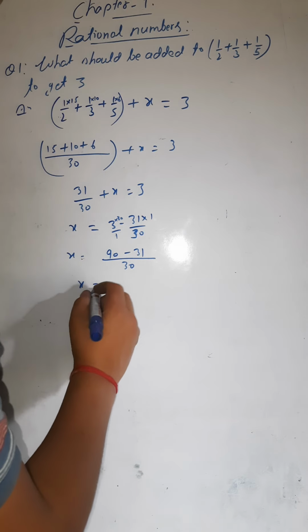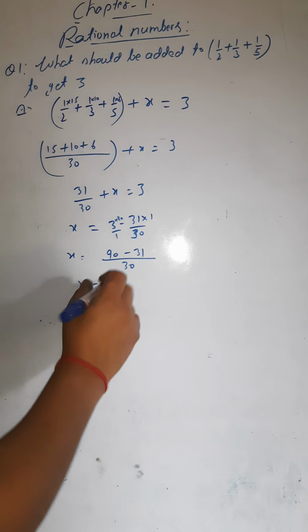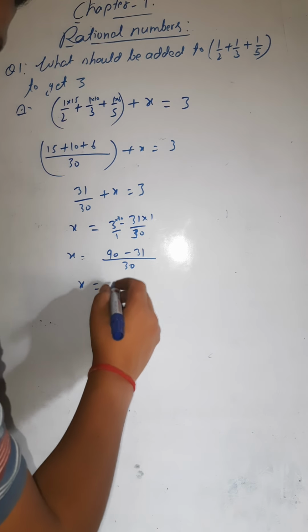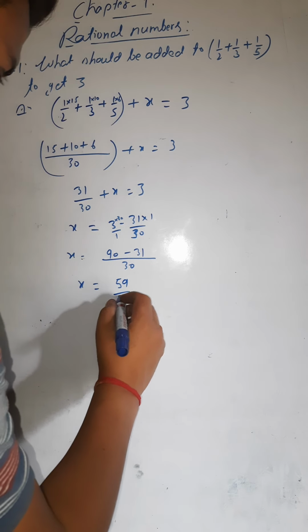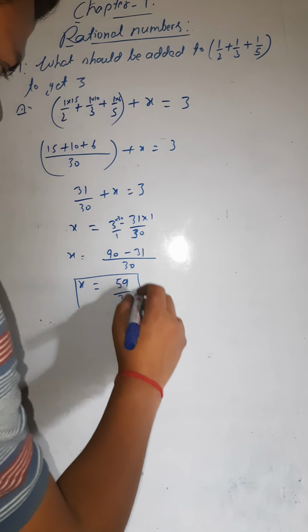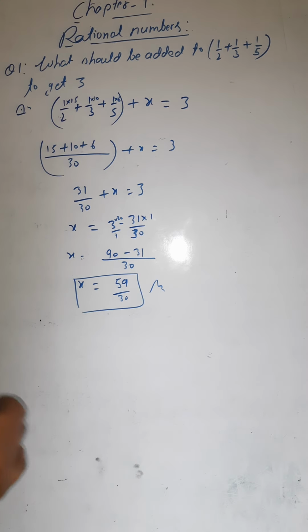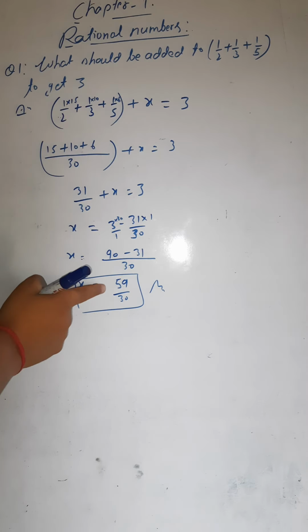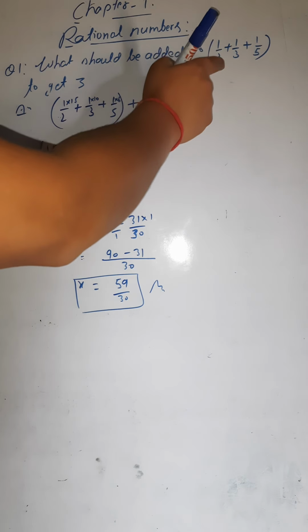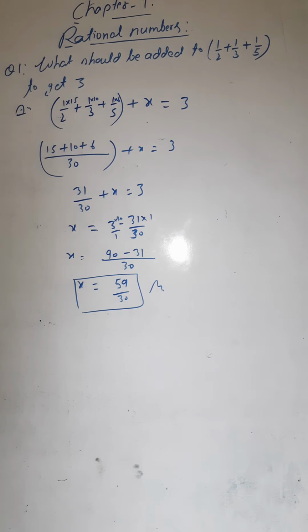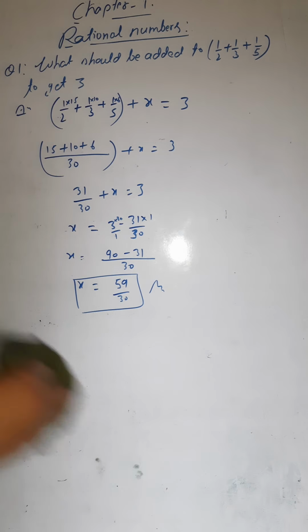So from here the value of x would be equal to 59/30. So this would be the answer and it would be the value of x also. So if I add 59/30 to this, I would be getting 3 as the answer. Are you getting this? Very good. Okay. Now we will move to the next question of today.